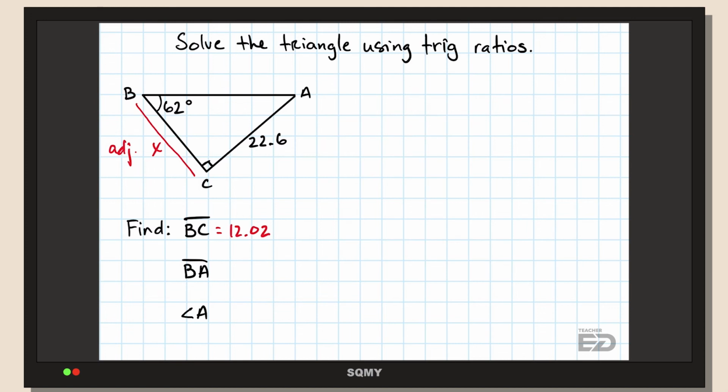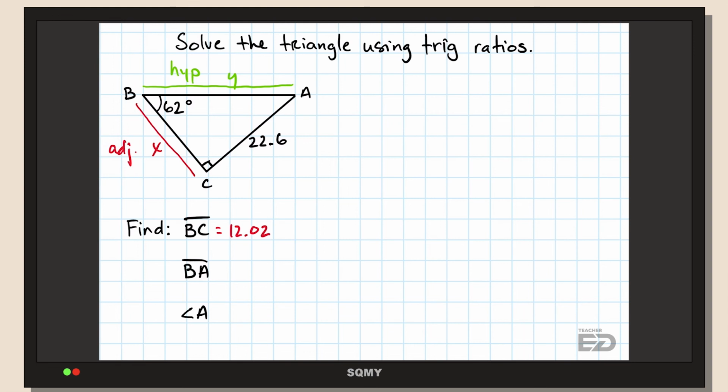Next, let's find line segment BA. Now we could use the Pythagorean theorem, a squared plus b squared equals c squared, but here we want to use trig ratios to find the missing line. Now that we know the adjacent and the opposite, and we know the angle, we could choose one of two different trig ratios. We could use sine or we could use cosine. What I'm going to use is sine. So let's look at our line segment BA. We know this is the hypotenuse, and let's name this one y.